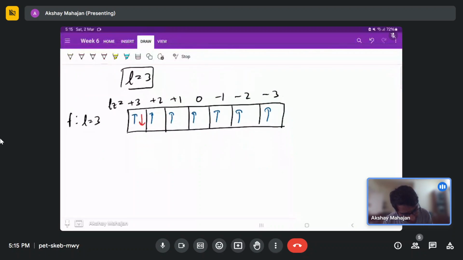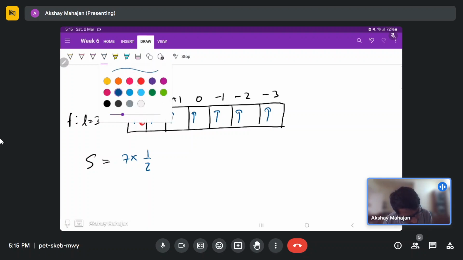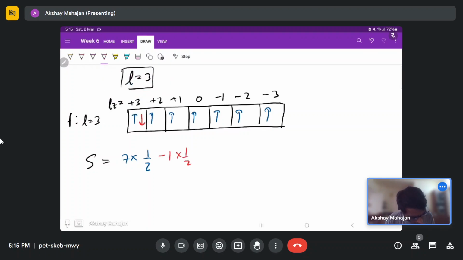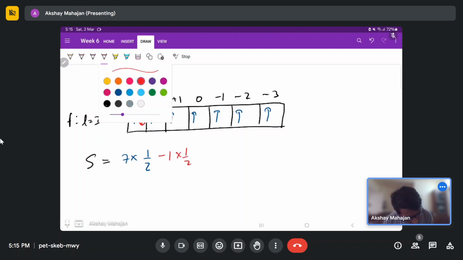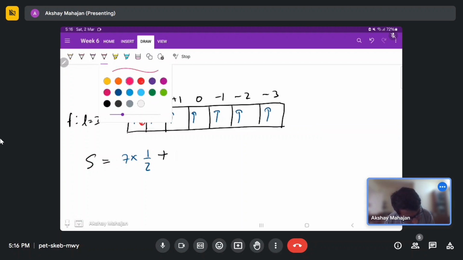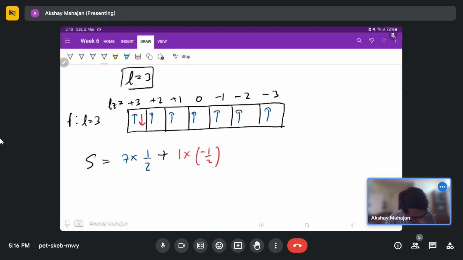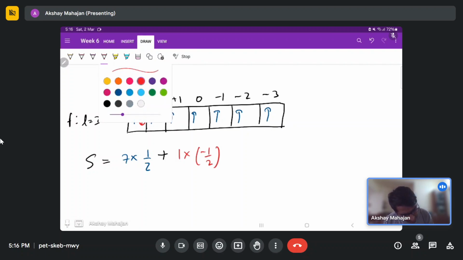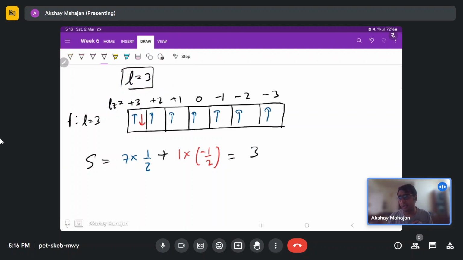So my capital S value will be equal to 7 spin up electrons times half, and then 1 spin down electron, so 1 times minus half. So S will be equal to 3, because 6 times half equals 3.